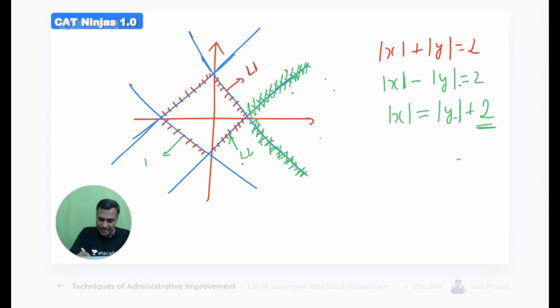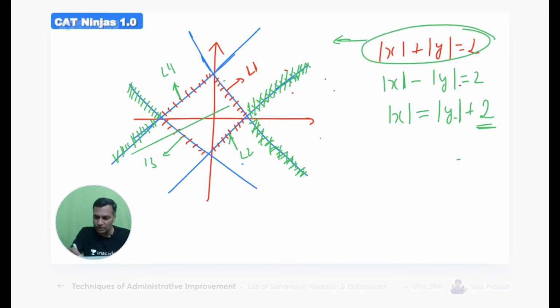If I say this is line number 3, which portion of line 3 am I interested in? X is ahead of y by 2 units. I am interested in this portion of the line. If I say this was my line number 4, which portion am I interested in? I am interested in this portion of the line. We know this represents 4 lines, but the point is we should be able to pick which portion of those 4 lines, which is very, very important.